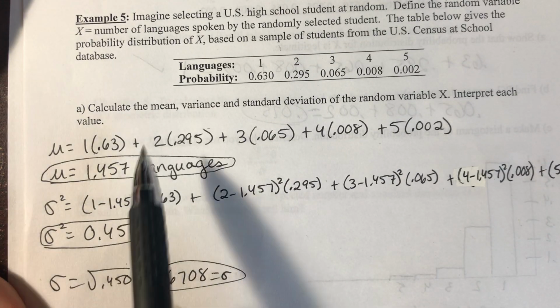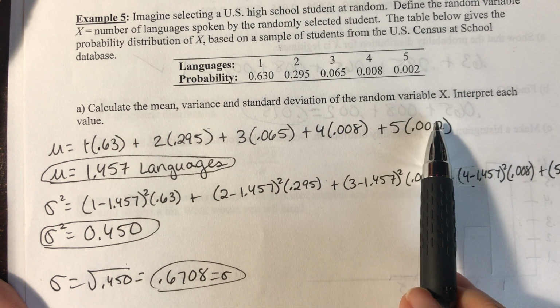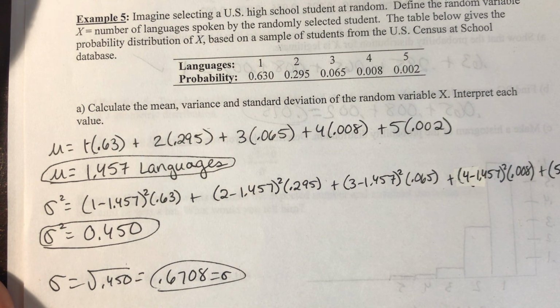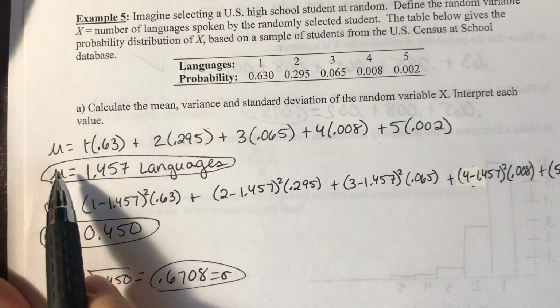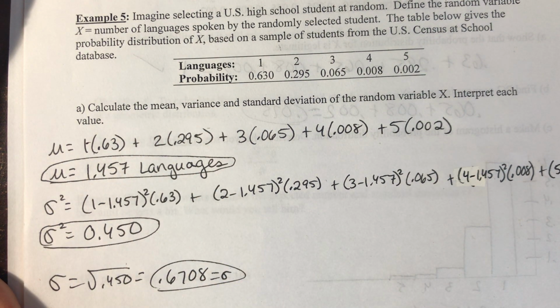Word of advice, type this line in one shot into your calculator. Just type it all in at once rather than carrying little decimals around. Just type it in one big long calculation. So that means our average is 1.457 languages.